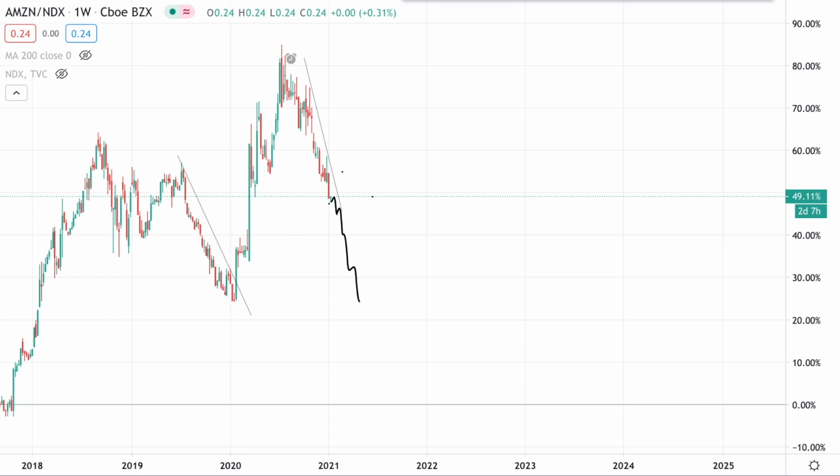These are not predictions, just observations. We're going to have to see what happens. If we get a breakout, we'll be buying. If we don't, we'll be very skeptical of this market that's going up without the FAANG stocks.